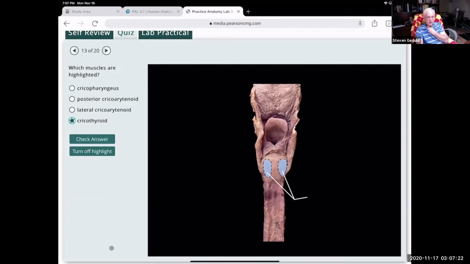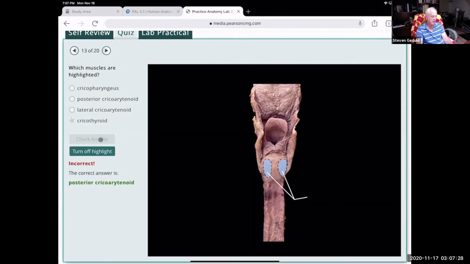Everybody agree? Yep. Disagree? Oh, it's the posterior cricoid muscles. I should have turned the highlight thing off. Yeah, it's still hard to tell. Okay, so the posterior cricoid muscles.